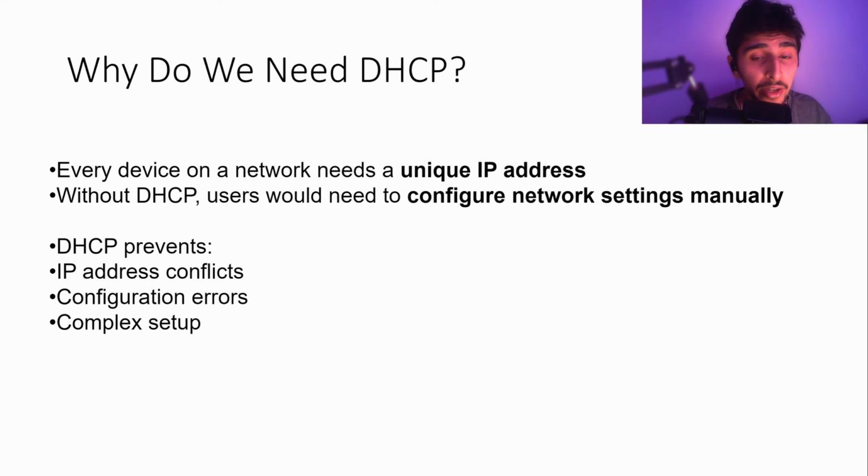So, why do we need DHCP? Every device on a network must have a unique IP address. Without DHCP, users would have to manually configure the network settings like IP address, subnet mask, gateway, and DNS server. This would cause complications and could easily cause errors or duplicate IP addresses. DHCP solves this problem by automatically assigning and managing IP addresses for all devices on the network.